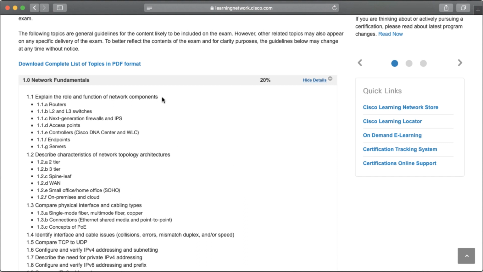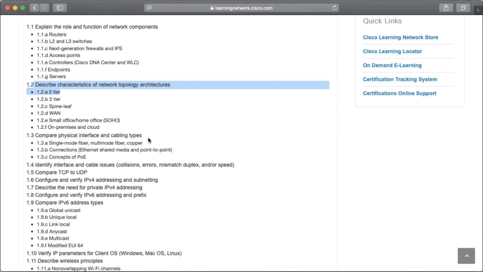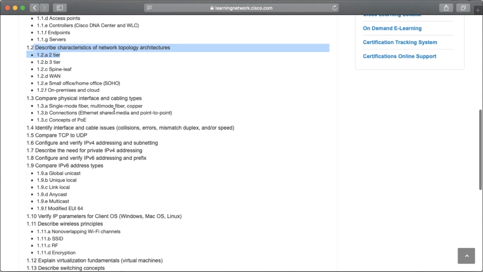Look at this. Explain the role and function of network components. Nope, no sims there. Describe characteristics of architectures. Nope. Compare physical interface and cabling types. Nope. So what we're doing is we're going through and we're looking for language that would be like configure, verify, troubleshoot. And there's our first instance of that.